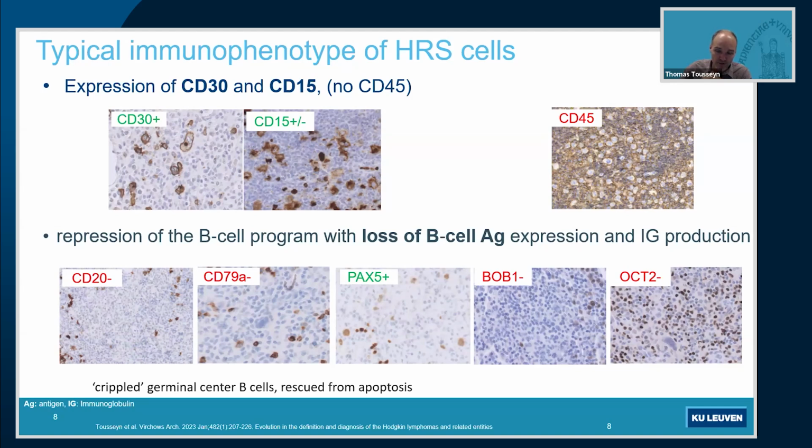And if you look, PAX5 will be expressed in a weaker pattern than the reactive B cells that lie next to it. So in fact, the only witness of the B-cell program is the presence of weak PAX5. The reason for that is that the Reed-Sternberg cell is a crippled germinal center B cell that is rescued from apoptosis and is not expressing any immunoglobulin.